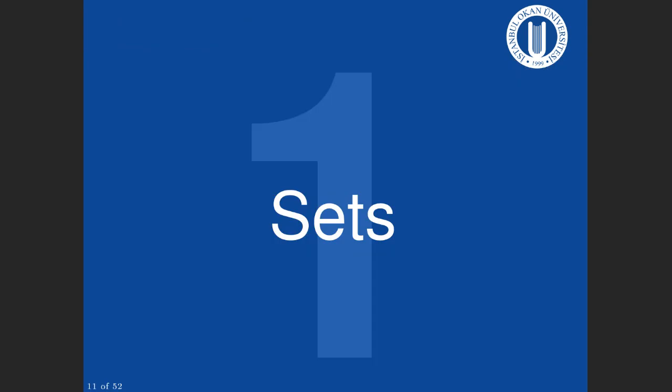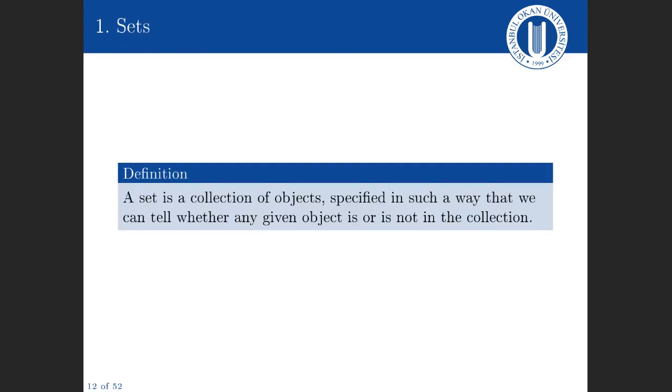Chapter 1 is about sets. Hopefully this chapter will be revision for you from high school, but of course you might have forgotten it. A set is a collection of objects specified in such a way that we can always tell whether a given object is in the set or not in the set.